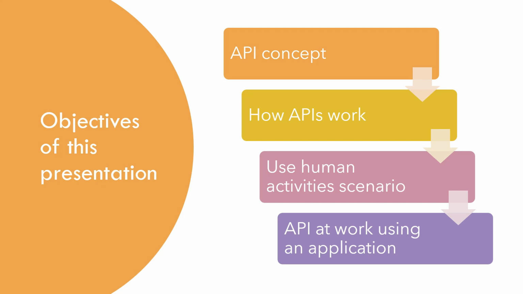So these are the objectives I've mapped out for this tutorial. First is to look at the API concept to understand what API is, how API operates, just have a concept about API. Then we can see how APIs work, and we can use a human activities scenario to explain API to bring it to your understanding, and we can now see API at work using an application. So I believe at the end of this tutorial, you will be able to go into API projects or API interviews as a business analyst or a project manager or scrum master confidently.